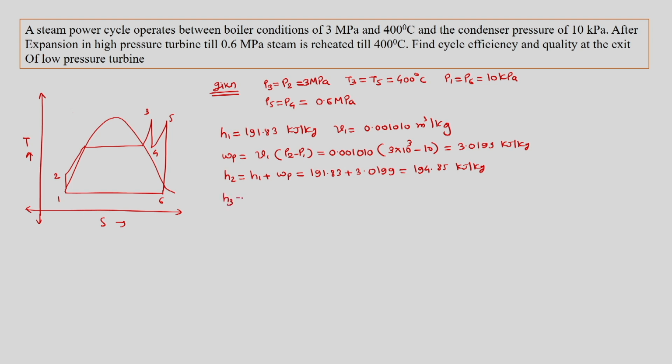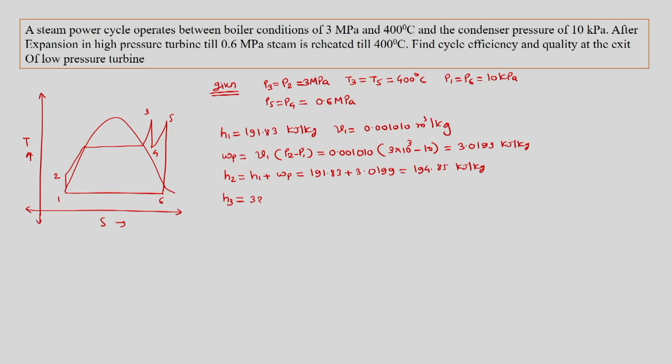So we can find out H3, which corresponds to 400 degrees Celsius, 3 megapascal. We have to go into the superheated part of the steam table and find H3, and H3 is 3230.9 kilojoule per kg. Immediately we will note down S3, and S3 is 6.9212 kilojoule per kg Kelvin.